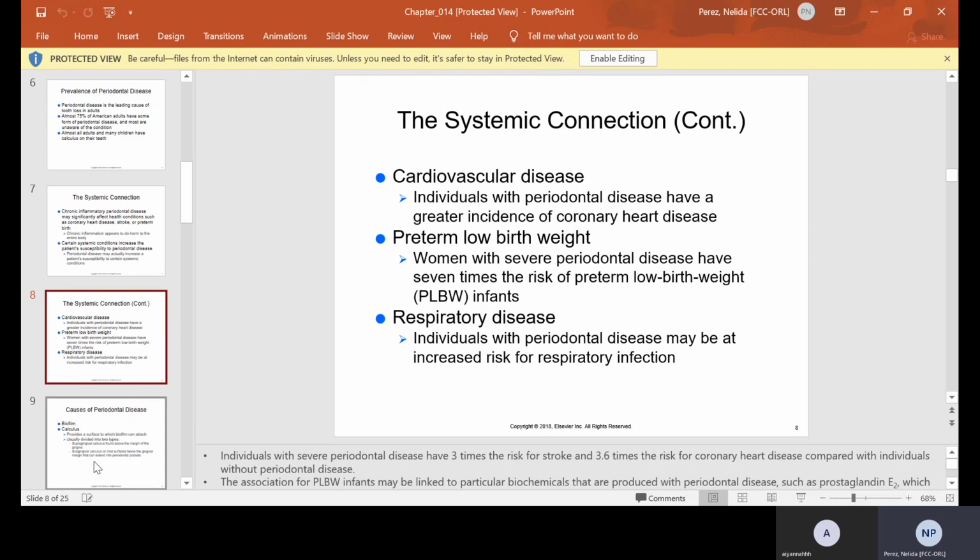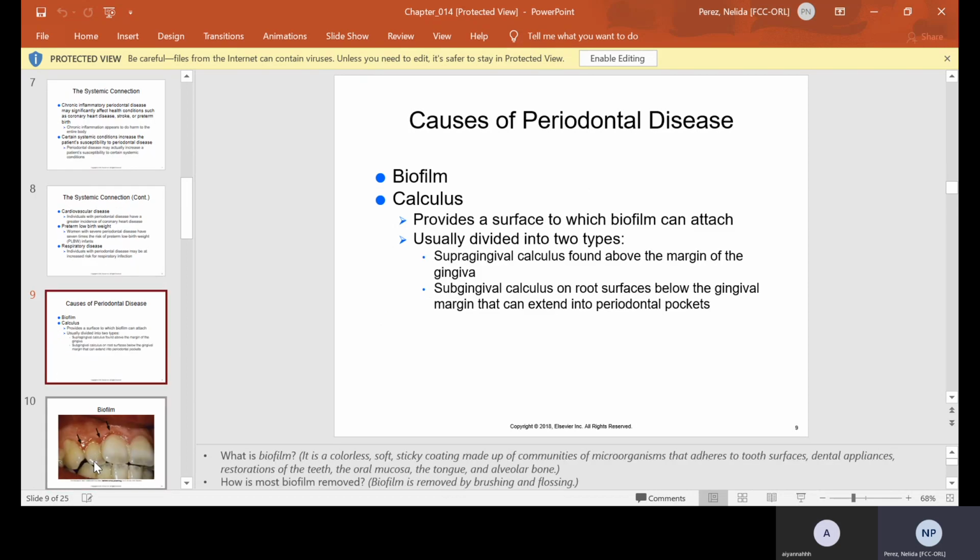Cardiovascular disease: individuals with periodontal disease have a greater incidence of coronary heart disease. Preterm low birth weight: women with severe periodontal disease have 7 times the risk of preterm low birth weight. Respiratory disease: individuals with periodontal disease may be at increased risk for respiratory infection. What are the causes of perio?